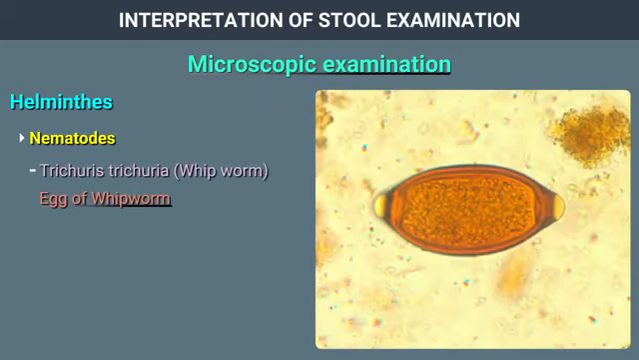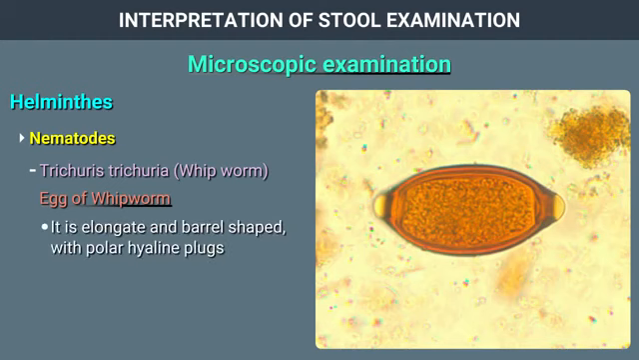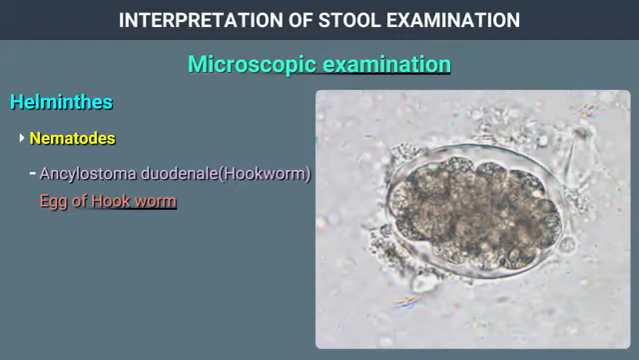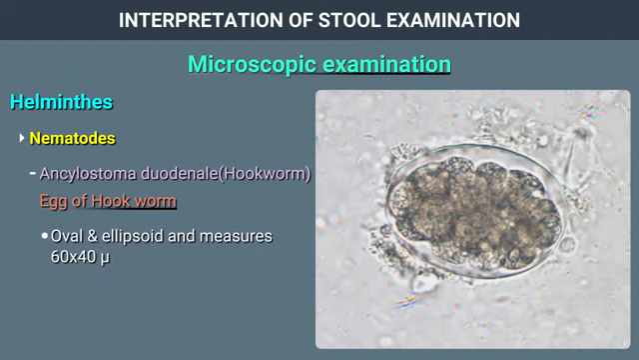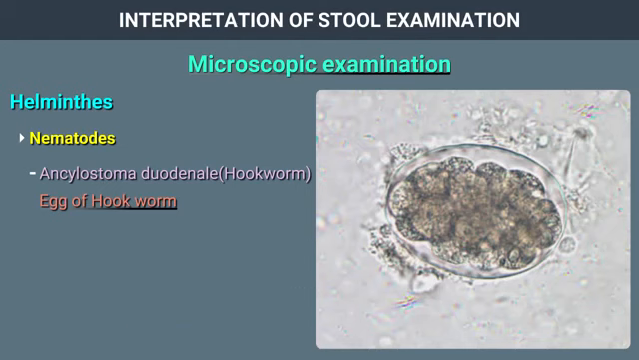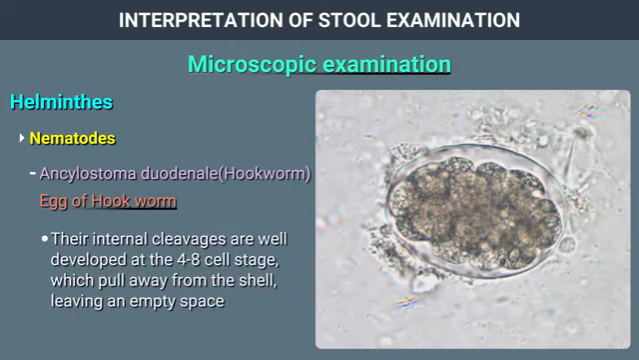Trichuris trichiura or whipworm. Egg of whipworm is elongate and barrel-shaped with polar hyaline plugs. It measures 22 to 54 microns and its shell is yellow to brownish and plugs are colorless. Ancylostoma duodenale or hookworm. Egg of hookworm is oval and ellipsoid and measures 60 by 40 microns. Their shells are thin-walled, smooth and colorless. Their internal cleavages are well developed at the 4 to 8 cell stage.